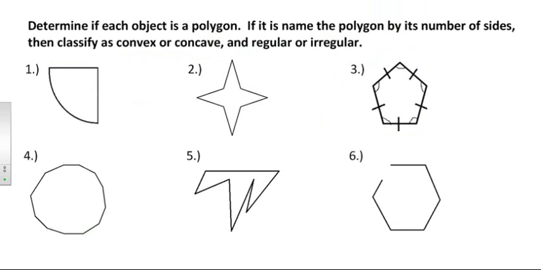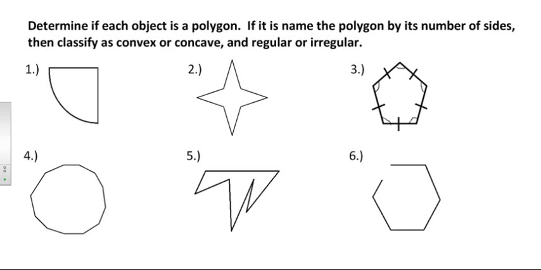Let's try a few examples, see if we really do understand what this means. For each of these 6 examples, I want to determine whether the object is a polygon. If it is a polygon, I want to name the polygon by its number of sides. Then I want to classify the polygon as concave or convex, and regular or irregular.